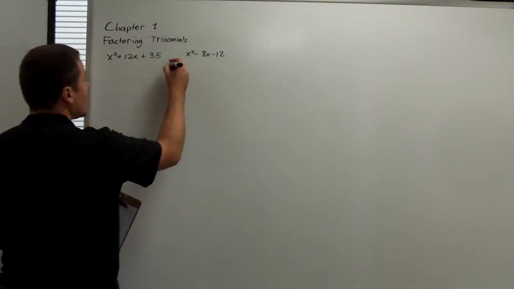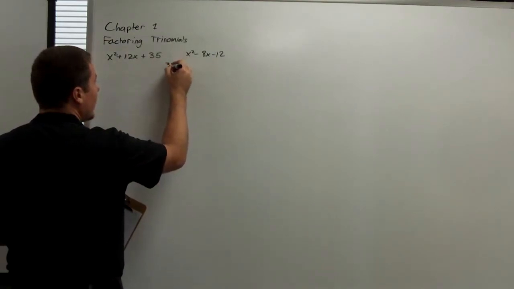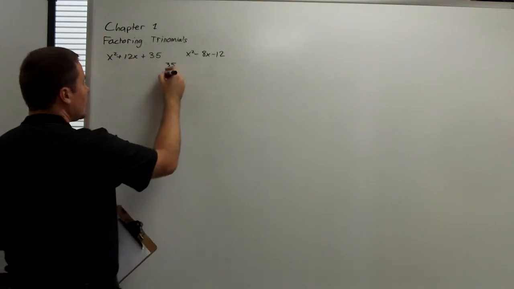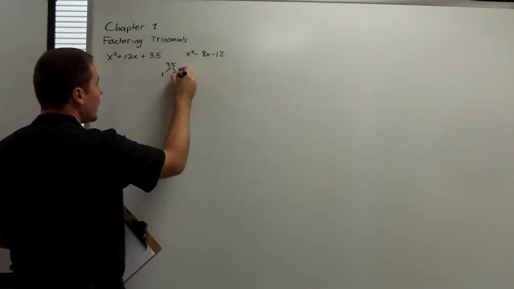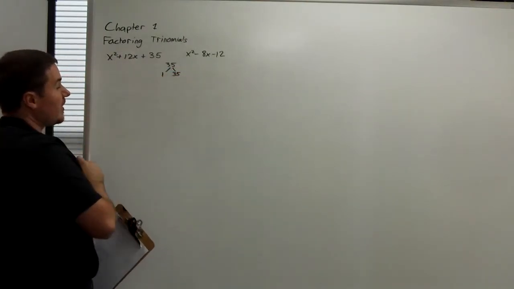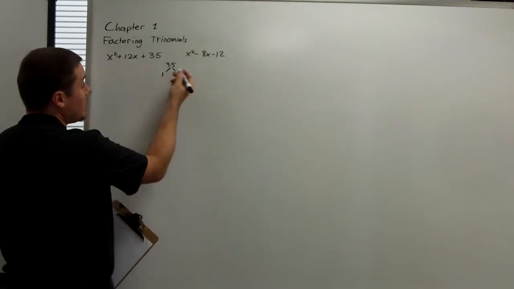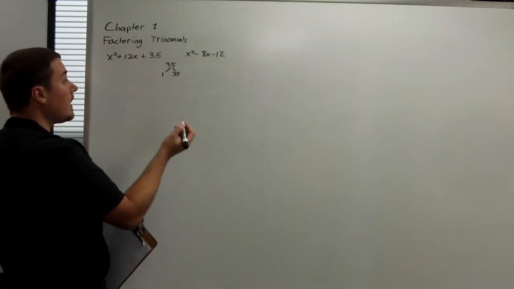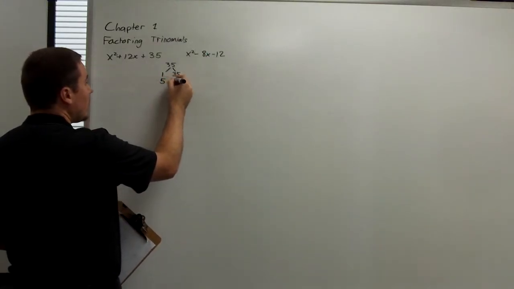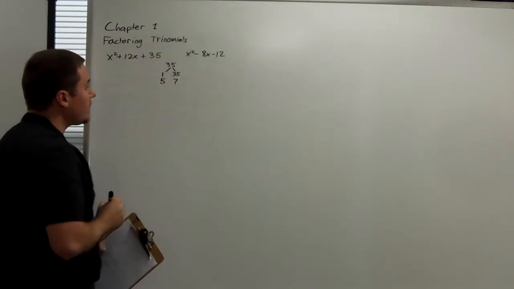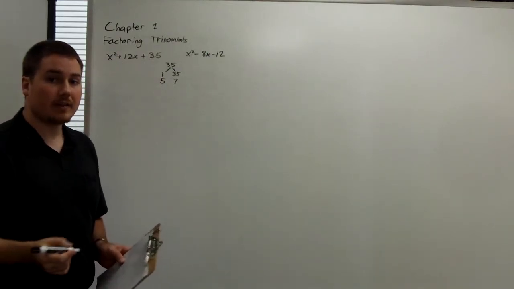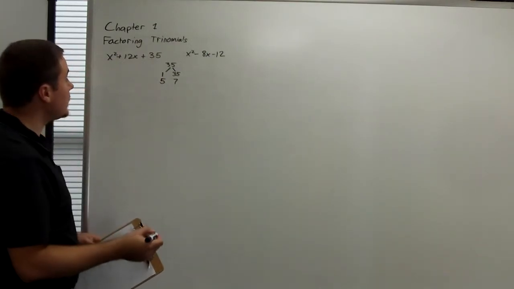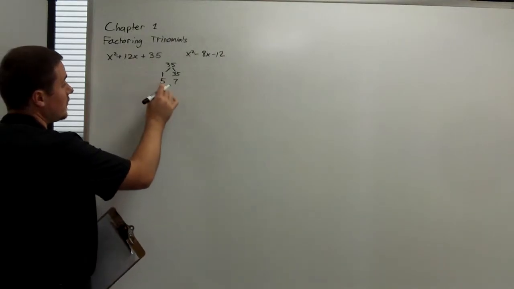So for this, we're going to take 35, and the factor pairs of 35 are 1 and 35, which combine to 36, which doesn't do us much good. 2 is not a factor, 3 is not a factor, 4 is not a factor, 5 is a factor, and its other factor is 7. Now 5 plus 7 is 12. So that means this is the correct sequence.